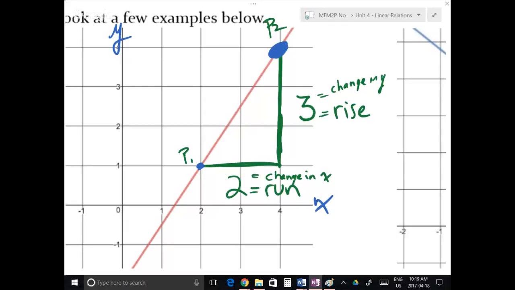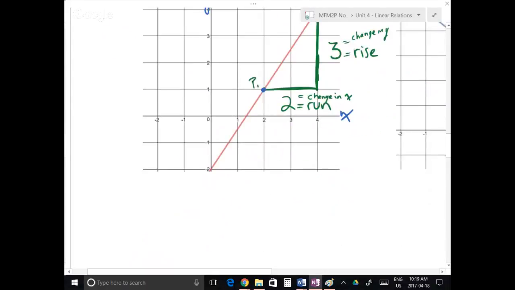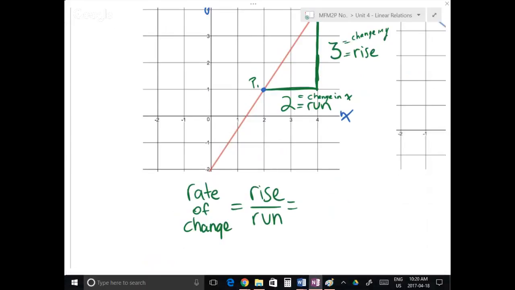So, when we go to find the rate of change, it's always rise over run. So in this case, what is that? In this case, what's the rate of change? Rise over run. What goes on top then? 3. Good. And what goes on the bottom? 2. Good.